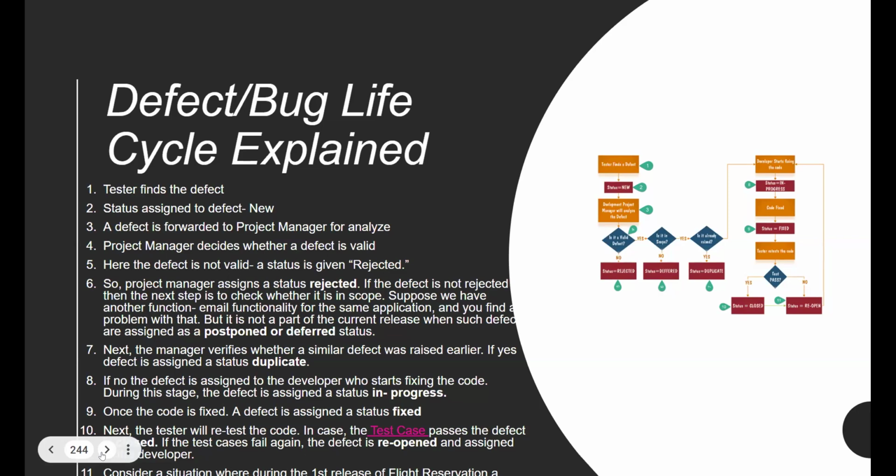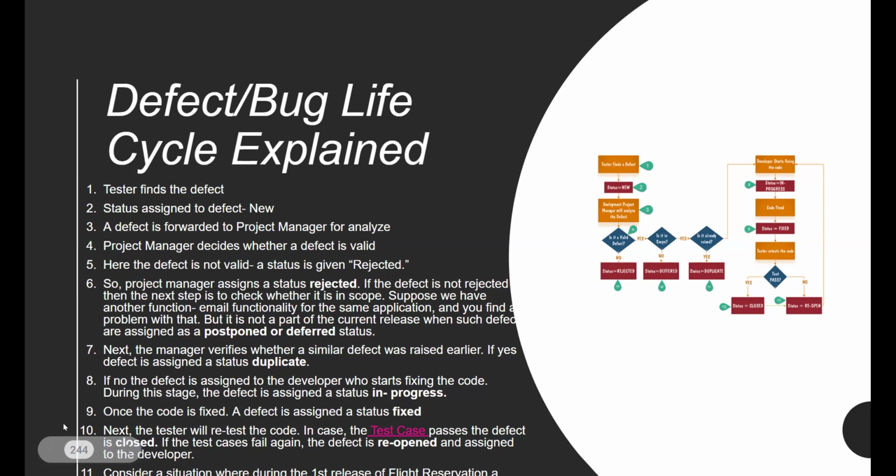Once the code is fixed, the defect is assigned a status as fixed. So he comes back and changes that status to fixed. And then you, the tester, will now retest it. So in case the test case passes the defect, that means it is closed.